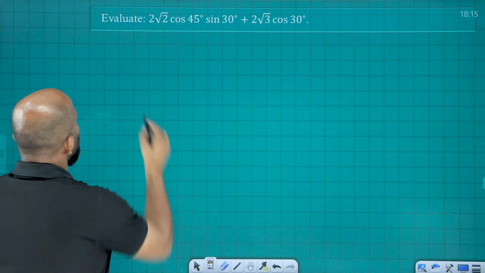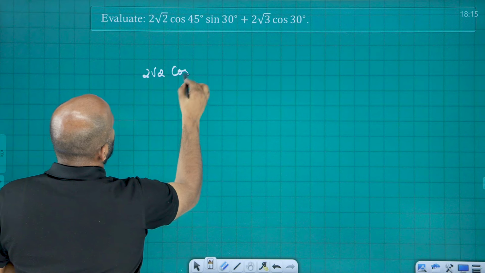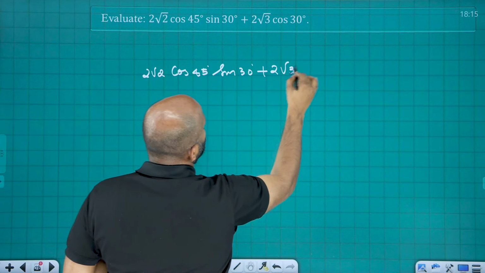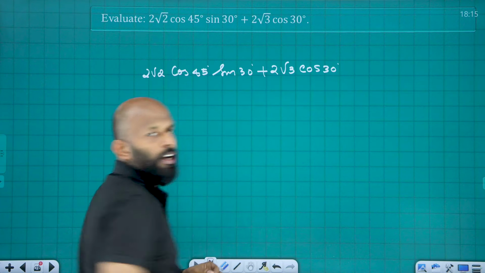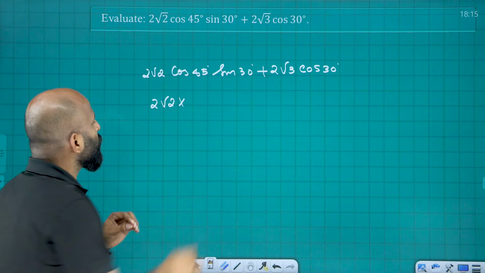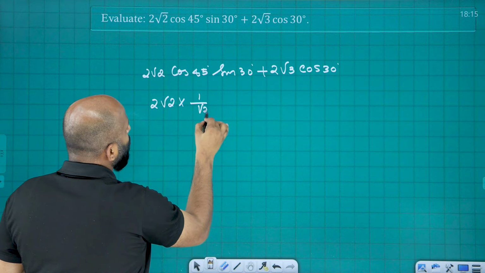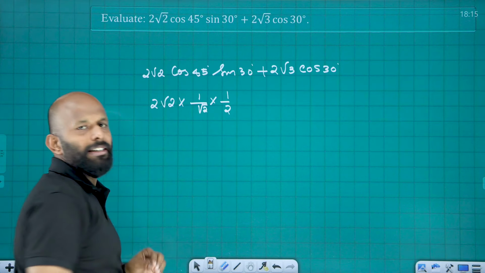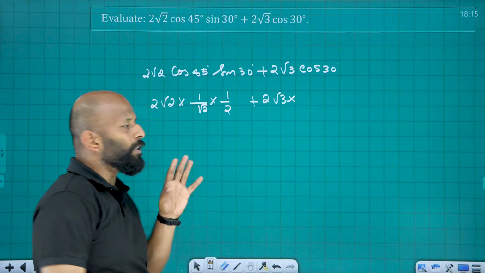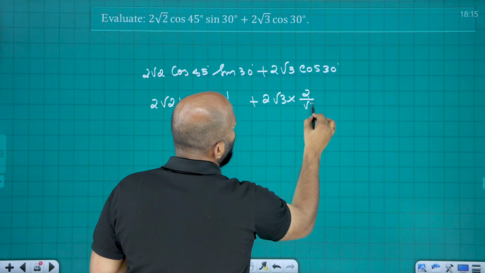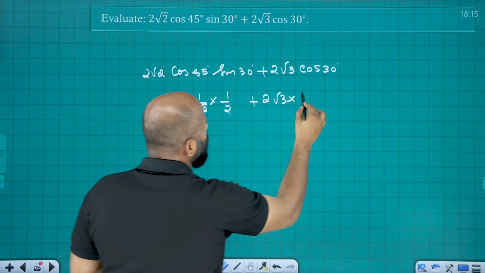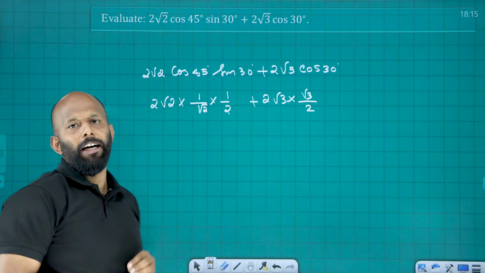Our next question will be 2 root 2 cos 45 degree sin 30 degree plus 2 root 3 cos 30 degree. We need to find that. Now that is equal to 2 root 2 into, what is cos 45 degree? Cos 45 is 1 by root 2, into sin 30, which is 1 by 2, plus 2 root 3 into, what is cos 30 value? Cos 30 is root 3 divided by 2.